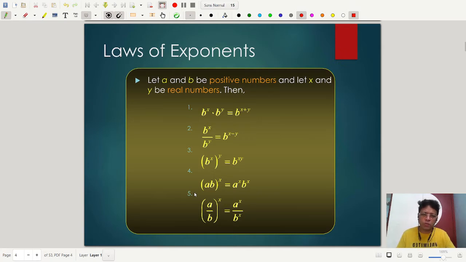Now there are some laws of exponents. You might have knowledge of that, but let's have a recap. b^x times b^y equals b^(x+y). b^x divided by b^y equals b^(x-y). (b^x)^y equals b^(xy). (ab)^x equals a^x b^x. (a/b)^x equals a^x / b^x. So these are a few laws of exponents.